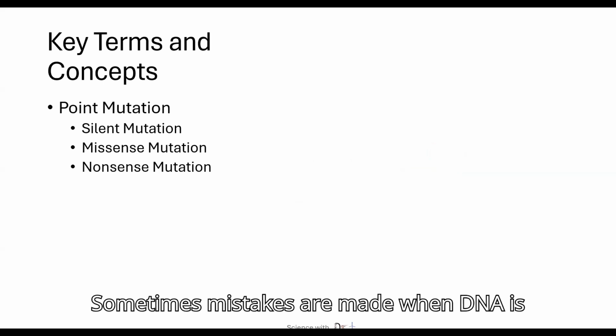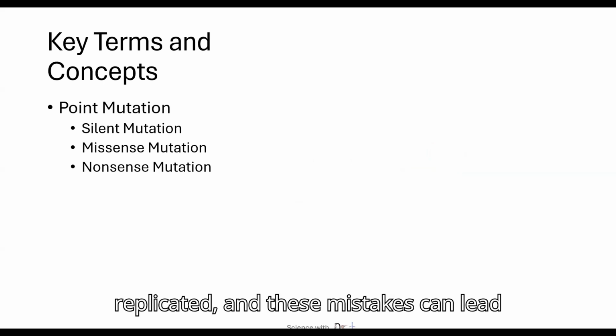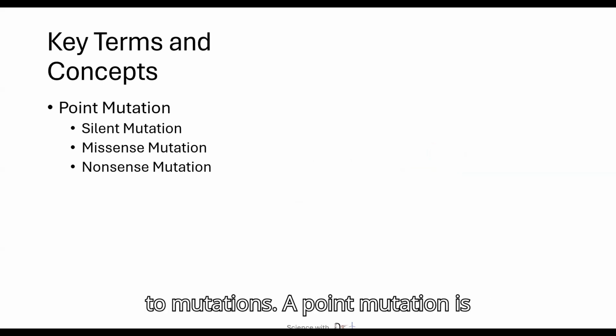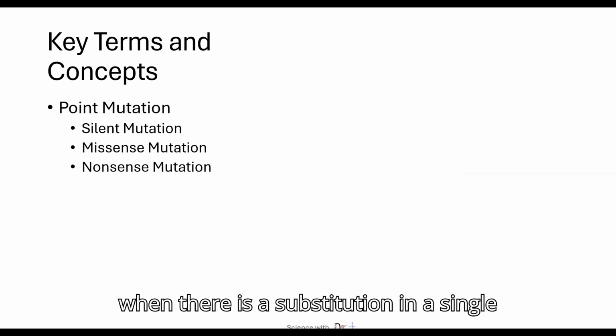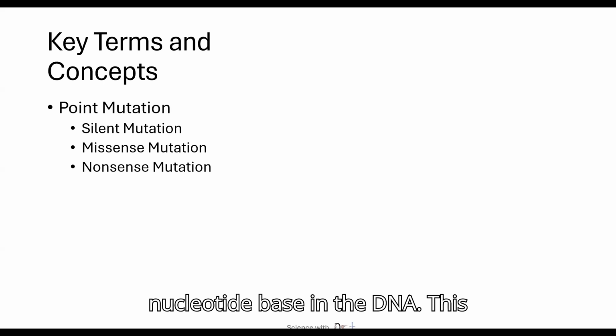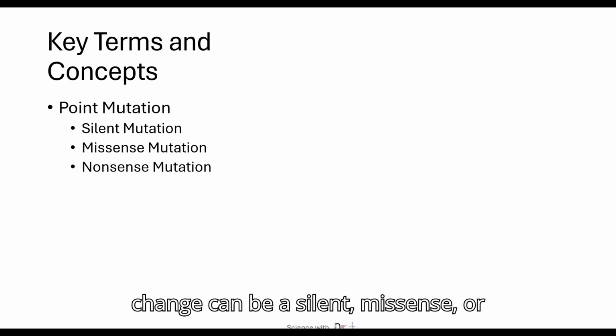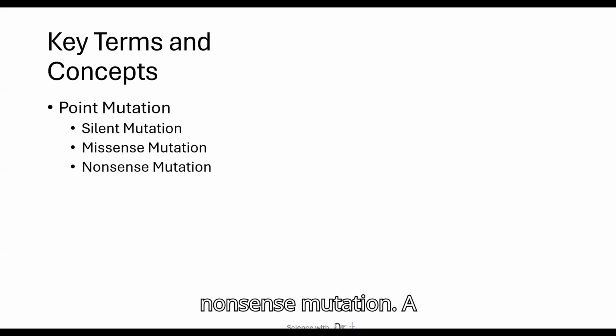Sometimes mistakes are made when DNA is replicated, and these mistakes can lead to mutations. A point mutation is when there is a substitution in a single nucleotide base in the DNA. This change can be a silent, missense, or nonsense mutation.